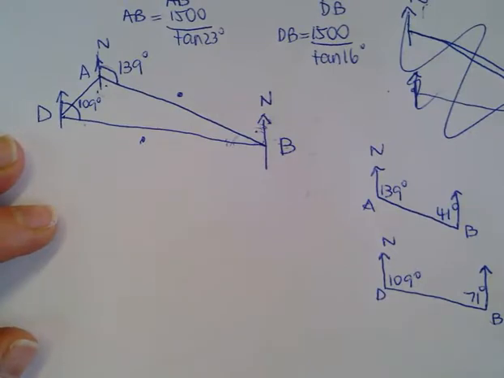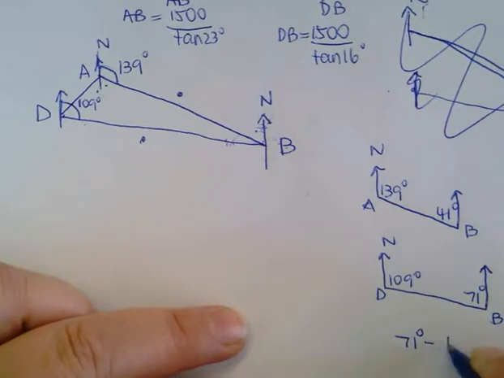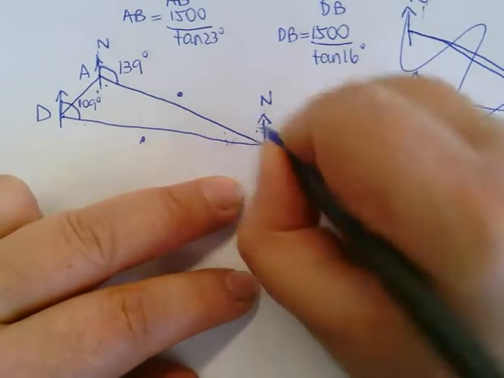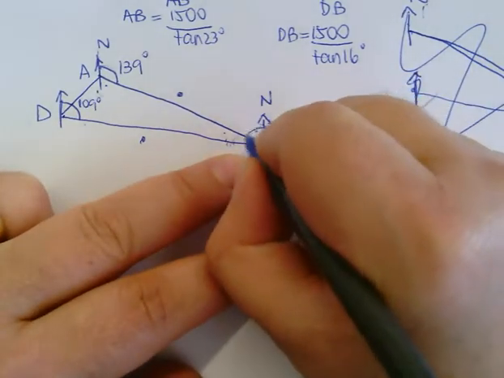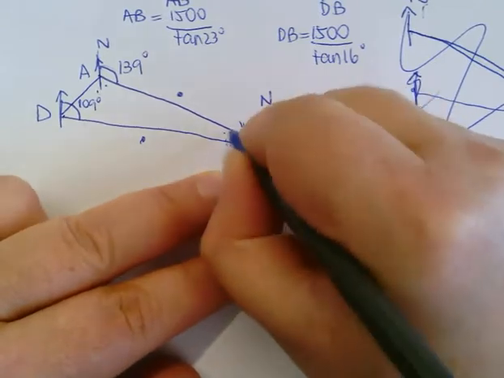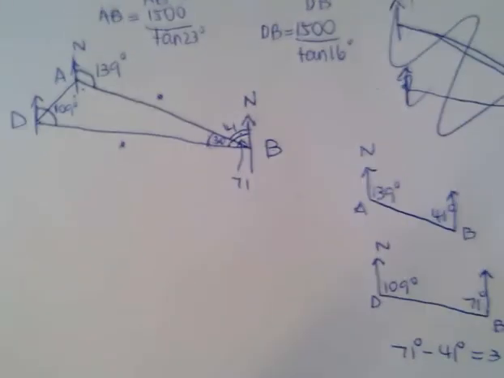Are you okay with that? So 71 degrees minus 41 degrees is 30 degrees. So here is 41 and the whole thing is 71. So the little bit there is 30. Okay, so I've got 30 in there.